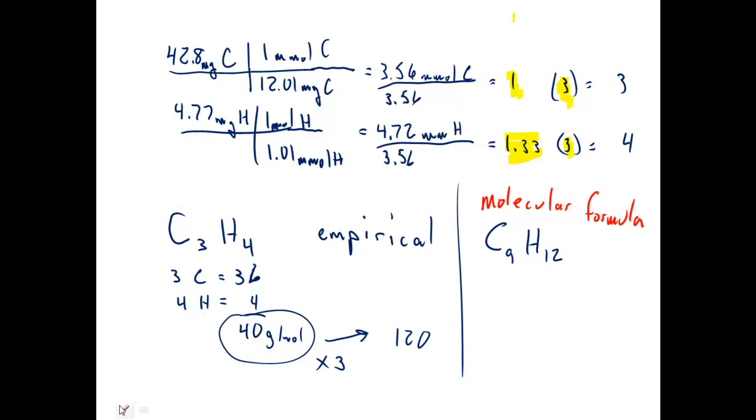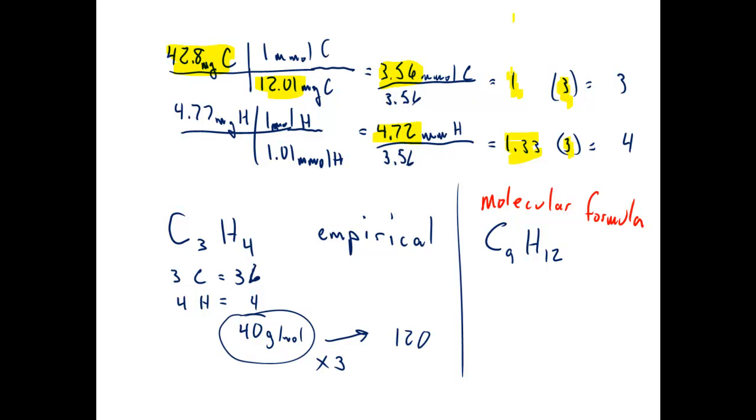The 42.8 carbon, 1 mole of carbon is 12 grams. Hydrogen, 4.77, 1 mole of hydrogen is 1.01, so that we get 3.56 moles of carbon and 4.72 moles of hydrogen. Well, actually, we have millimoles, but all we're looking for is the ratio. And so as long as our units are the same, we can get it into a 1 to something ratio by dividing each of these by the smallest. So the smallest is 3.56.